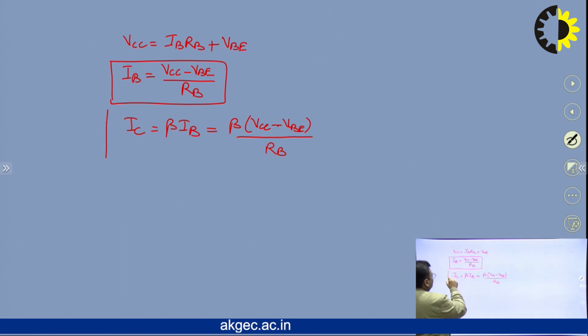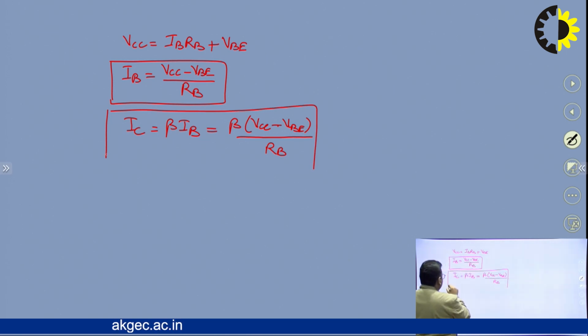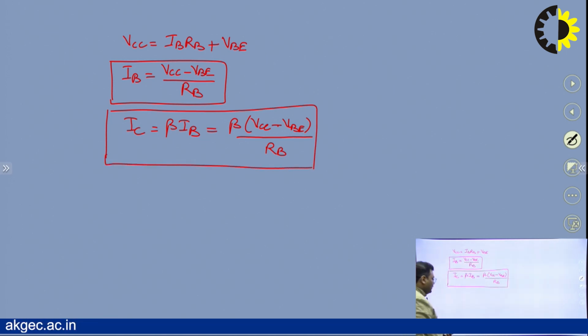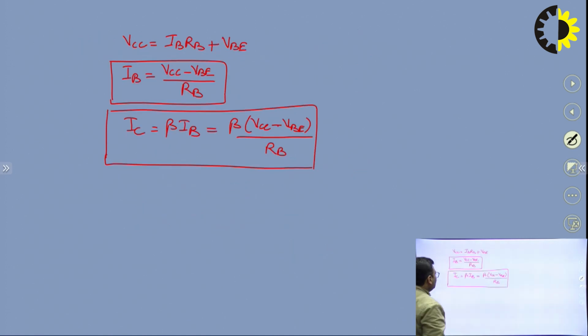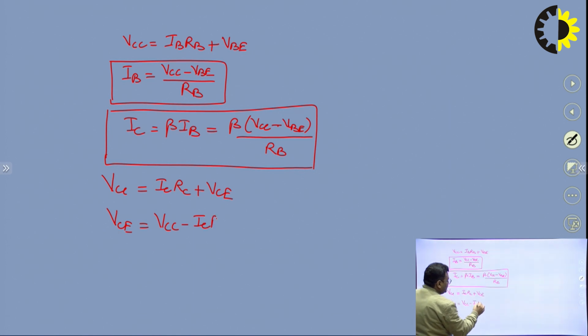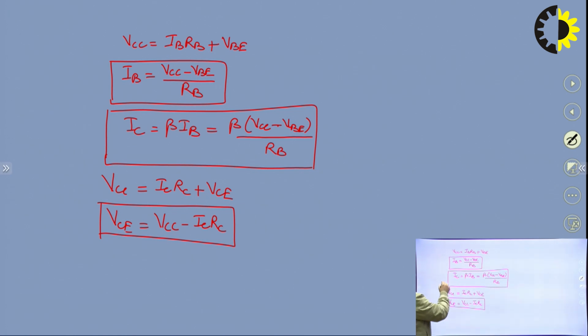So this will be the collector current IC, right? Then we can apply KVL at the output side, and at the output side we can write the equation: VCC will be equal to IC RC plus the voltage drop VCE. Okay. So if we apply KVL at the output side, then we will have VCC equal to IC RC plus VCE, and from here we can calculate VCE. So VCE will be equal to VCC minus IC RC. So this will be the output voltage, and this is the output current.